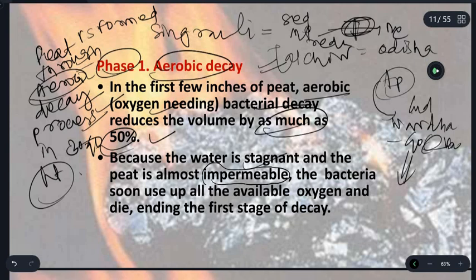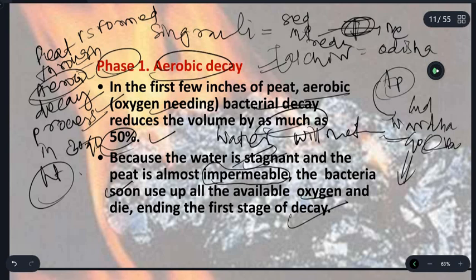What do you mean by impermeable? Not passing water. The water will not flow properly, and the bacteria soon use up all the available oxygen. Bacteria सारे ऑक्सीजन को कंज्यूम कर देगा, ठीक है, और ग्रेजुअली डीके करेगा, ठीक है. So this is called the aerobic decay process.